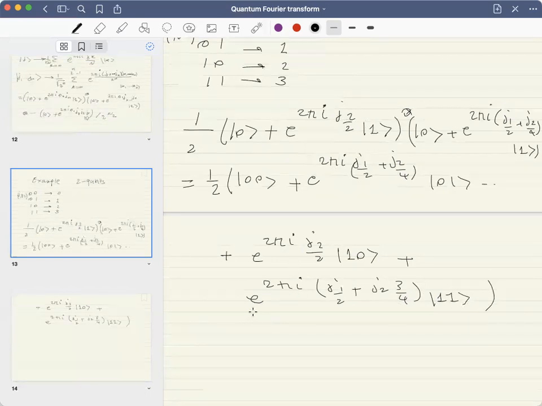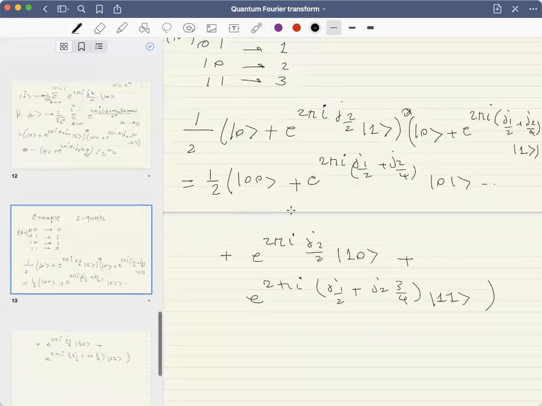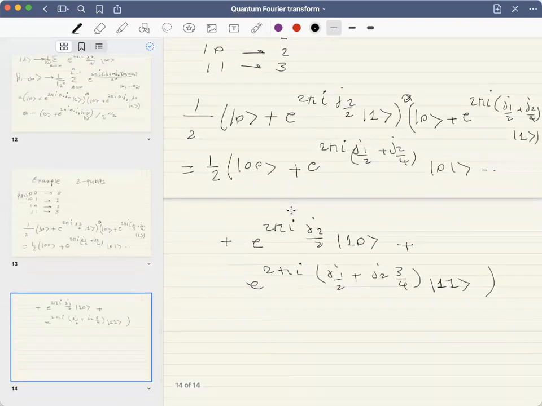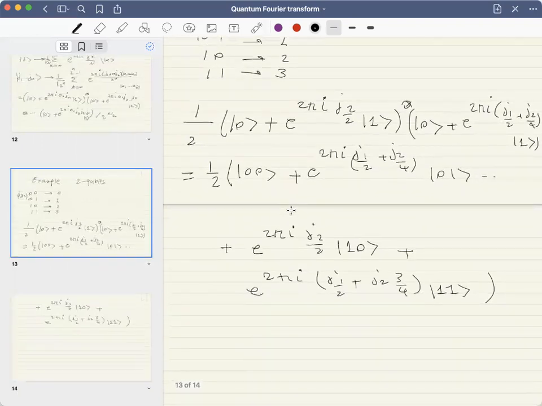So let's write that in the regular notation. So capital N is 4, right? So I can take out a factor. So let's write this. So this is 1/2. 0 is just the state 0 in the J notation. Plus, for the state 1, I can write it as e to the 2 pi i over 4.